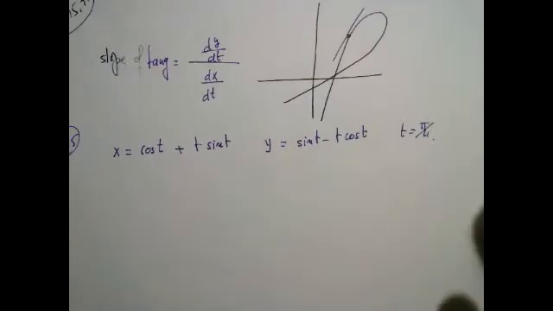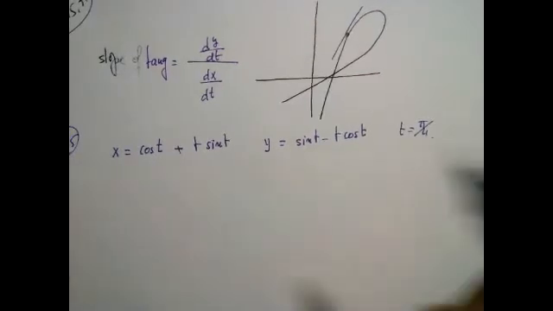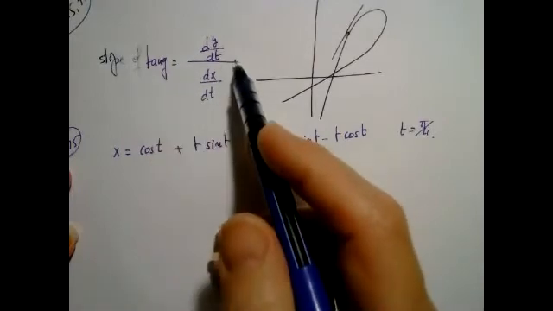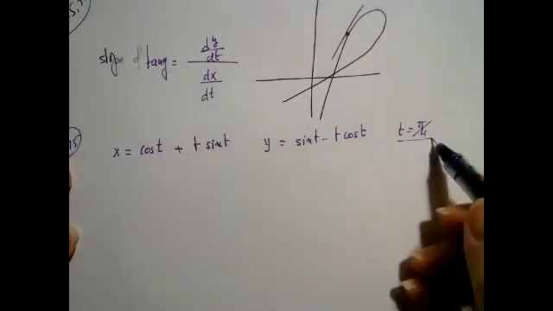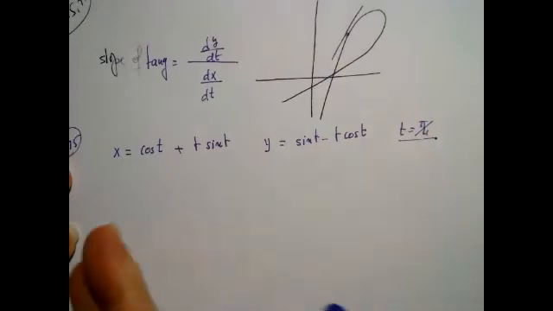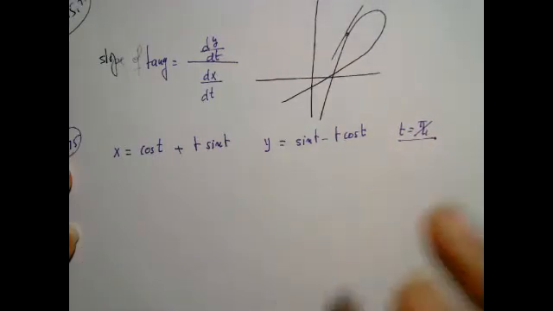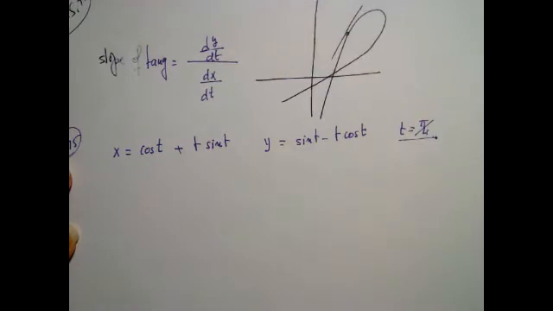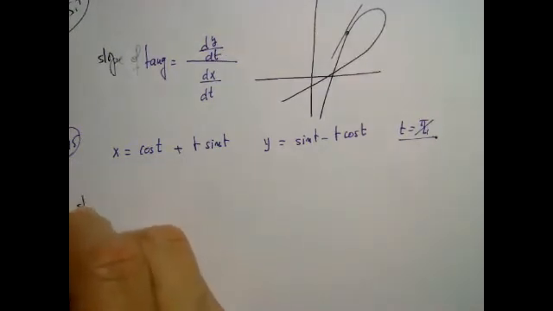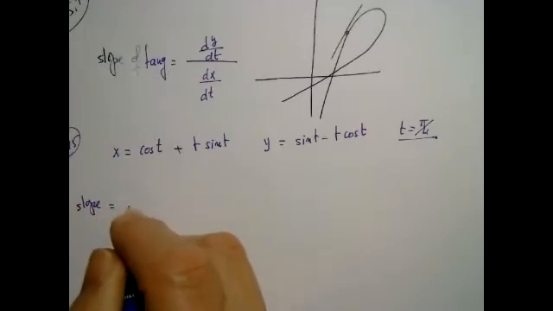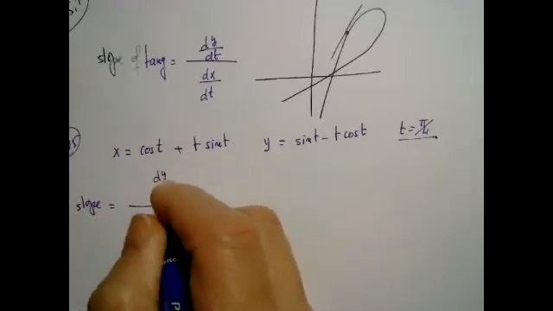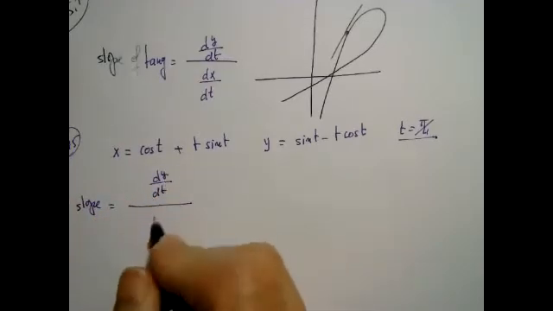But we want to find the equation for the tangent line. So we use the formula. We need to find the slope at the given point, and then we find the point on the curve that corresponds to t equals pi over 4, and we find our equation. So first, let's find the slope. It's dy/dt over dx/dt.